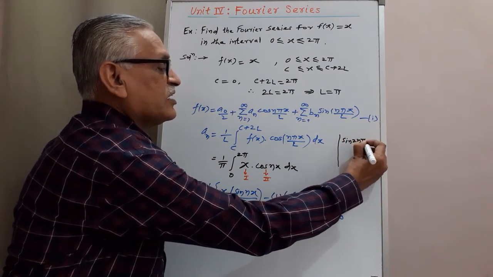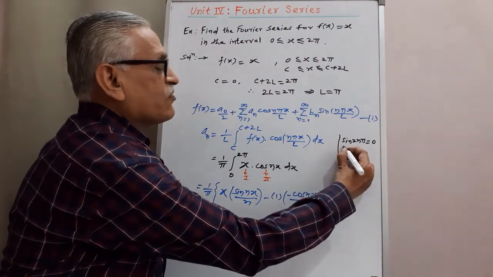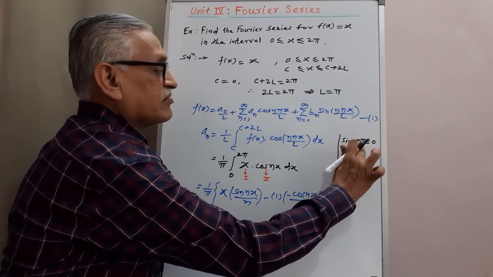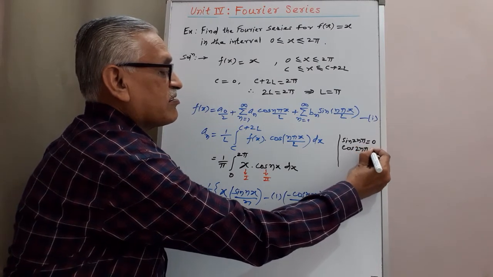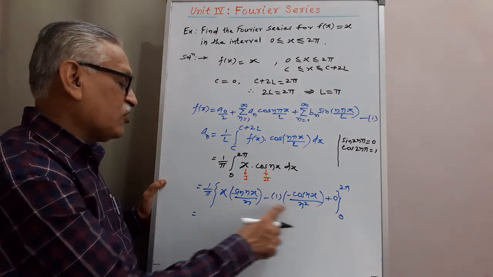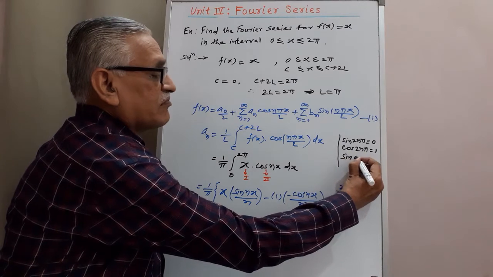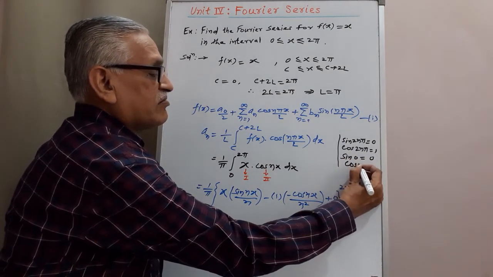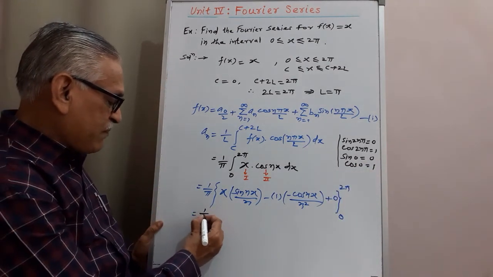Which I had discussed in the last video. Sine 2nπ is 0, and the value of cos 2nπ is 1. These are the values for the upper limit, and when we substitute the lower limit, sine 0 is 0 and cos 0 is 1, and therefore we get 1 by π.